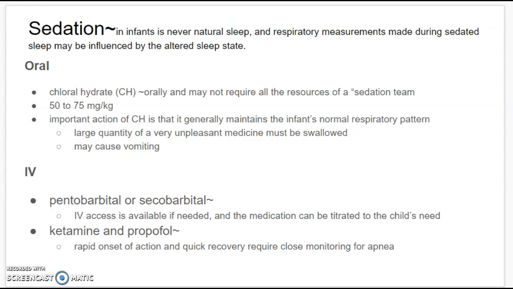It's orally given, does not require the use of an entire sedation team, so you don't have to have the anesthesiologist and whatnot. Unfortunately, the baby has to consume a large quantity of unpleasant medicine, and it can cause vomiting. However, the good thing about it is the respiratory pattern is normal. It's not affected by the sedation. In contrast to that, some of the IV medications listed in front of you can affect their respiratory pattern, and they are going to require the full sedation team.